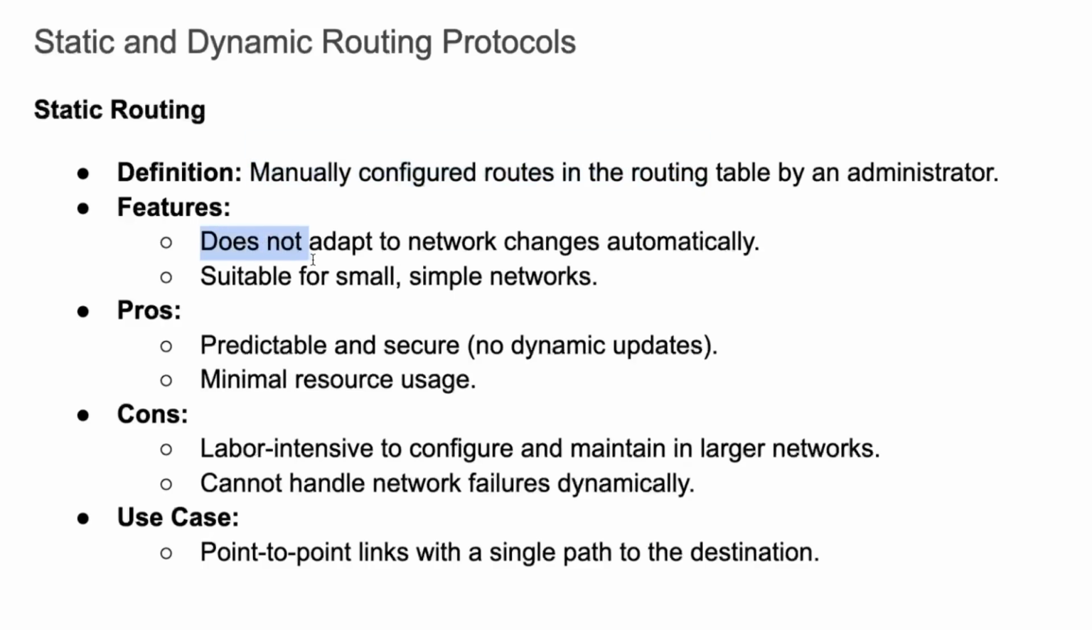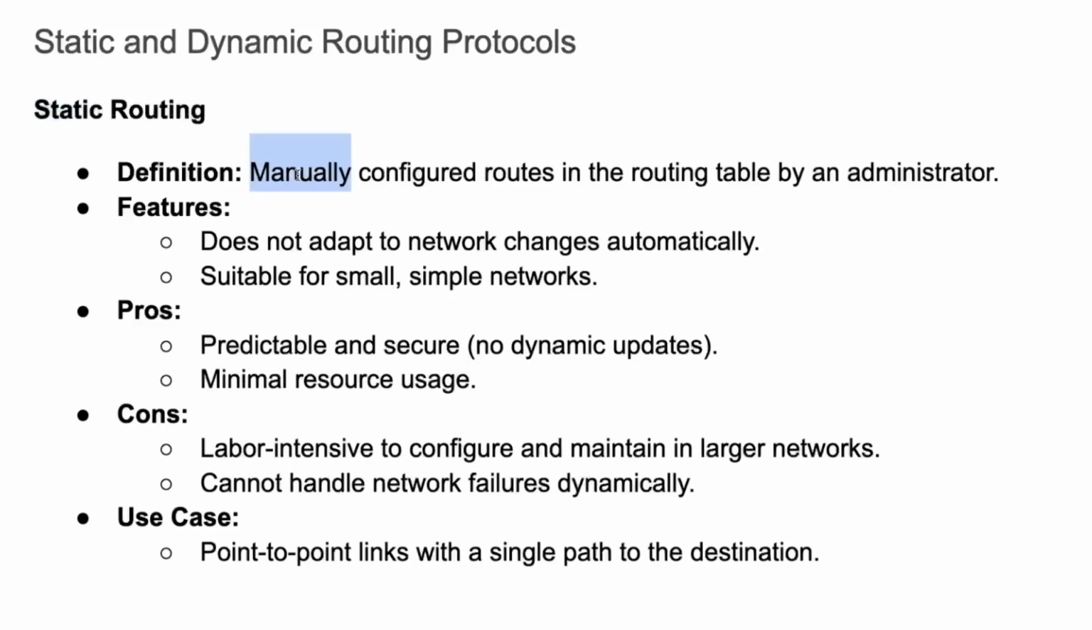The features of static routing are that it does not adapt to network changes automatically. As the name implies, it's static, and of course it's being manually configured. So anytime there's a change in the network, the administrator has to go ahead and adapt those changes to whatever happened inside of the network. It's suitable for small and simple networks because, as you can imagine, it will take a lot of energy, time and effort to manually configure a bunch of different routes in the routing table for a massive network. So this really only works for a small, simple network because everything's being done manually.